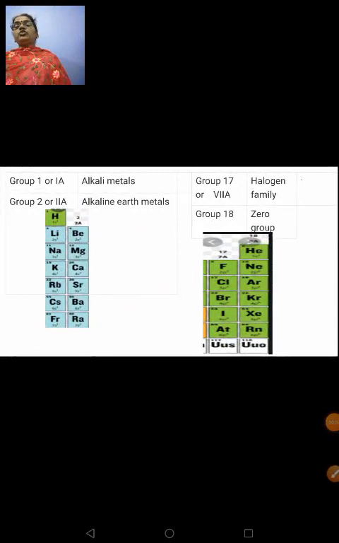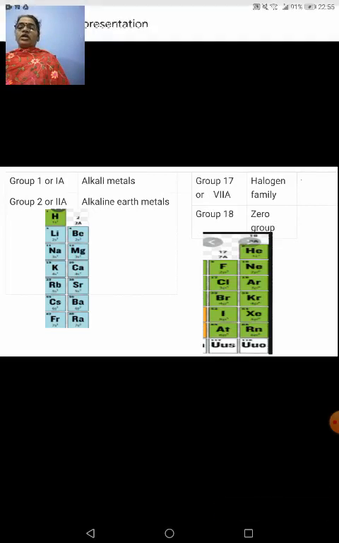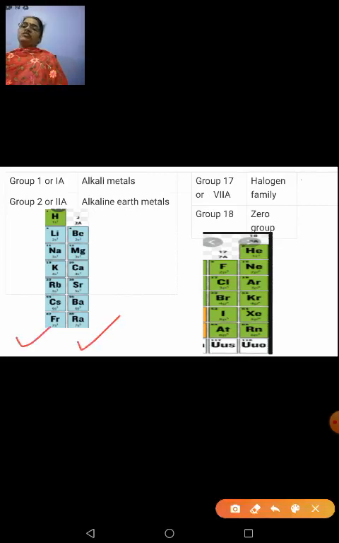Now you have to know what is the nature of the elements present under group number 1, 2, 17 and 18. This much if you learn, that's sufficient. Group number 1 consists of your alkali metals. Group number 2 consists of alkaline earth metals. Your group number 17 consists of halogens, and your group number 18 is called the zero group.